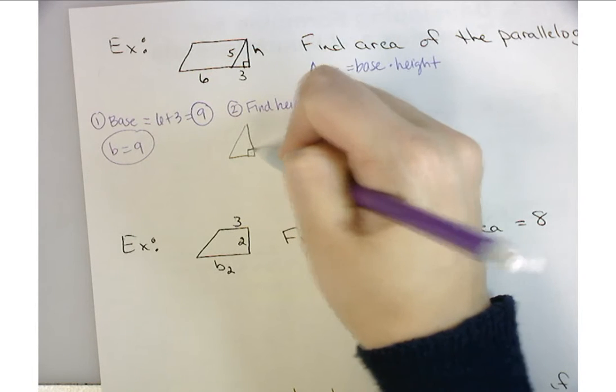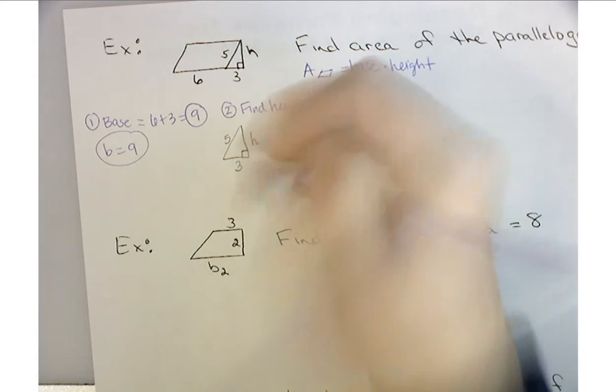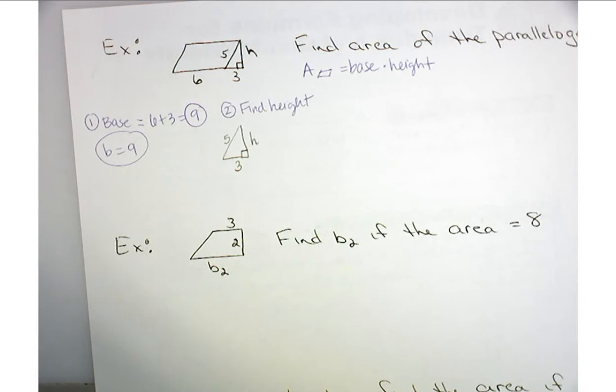And this is a right angle. This is h, this is 5, this is 3. What can I use to solve this for h? Yeah, how do you know I can use the Pythagorean theorem for this?